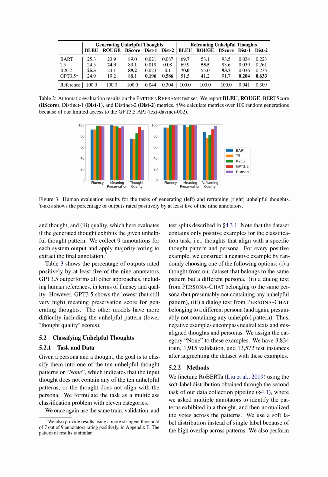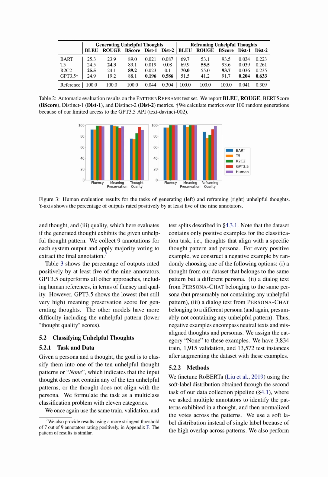Section 5.2.1 Task and Data. In this section, we're discussing a task where we have to categorize a persona and a thought into one of 10 unhelpful thought patterns, or none, if the thought doesn't fit any of the patterns or doesn't match the persona. We're treating this as a classification problem with 11 categories. We're using the same training, validation, and test splits as before. Our dataset only includes positive examples, meaning thoughts that match a specific pattern and persona.